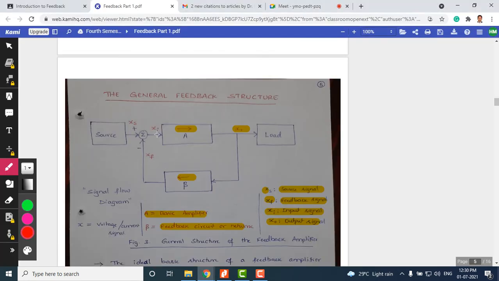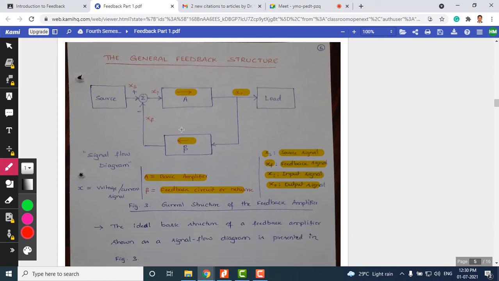This is the block diagram or signal flow diagram for the general feedback structure, as we discussed already while illustrating the positive and negative feedback signal flow diagrams. Look at the general feedback structure: it has a source, amplifier, load and the feedback network. A is the basic amplifier, and look at the direction here: the signal has to go in the forward path only, it cannot come back. That is an assumption we make while developing the general feedback structure.